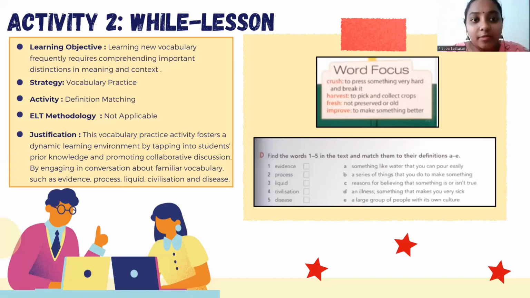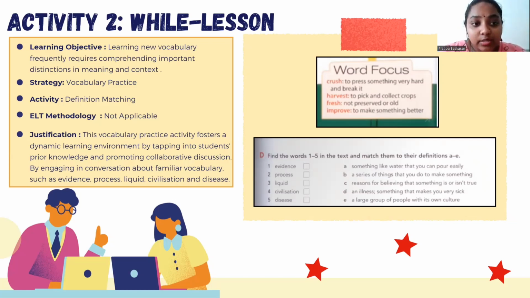Okay, next, I will be discussing activity two and the post lesson. So, activity two, while lesson. The learning objective is that learning new vocabulary frequently requires comprehending important distinctions in meaning and context. So, basically, this activity is most related to vocabulary. The strategy we use for this activity is vocabulary practice, and we can use definition matching as the activity name. And then the ELT methodology for this is not applicable.